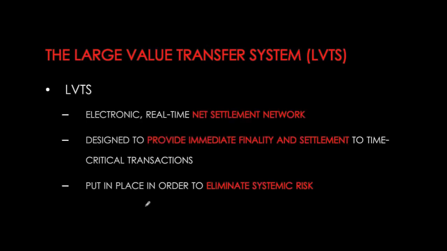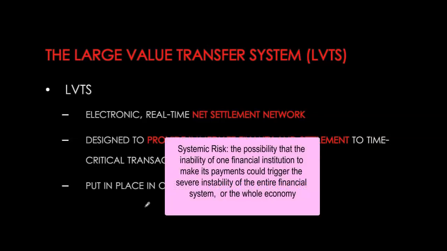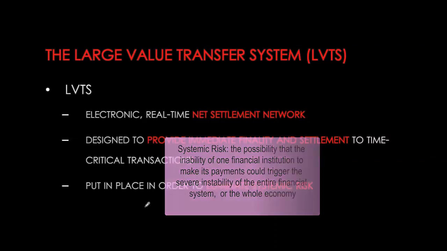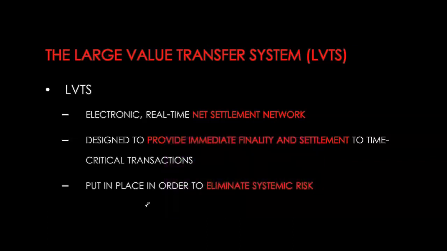The Large Value Transfer System currently has 16 members besides the Bank of Canada. So these would be your big banks like Toronto Dominion Bank, Bank of Nova Scotia, Bank of Montreal, Royal Bank of Canada, and others. LVTS is an electronic real-time net settlement network. It is designed to provide immediate finality and settlement to time-critical transactions. It was put in place in order to eliminate systemic risk. Systemic risk is the risk to the entire payment system due to the inability of one financial institution to fulfill its payment obligations. The LVTS is set up in a way that it eliminates this systemic risk.